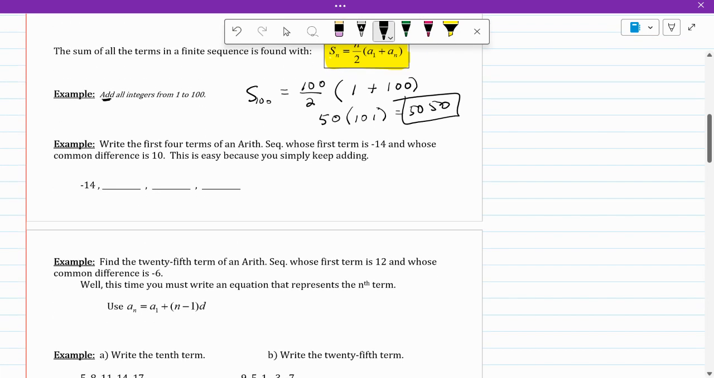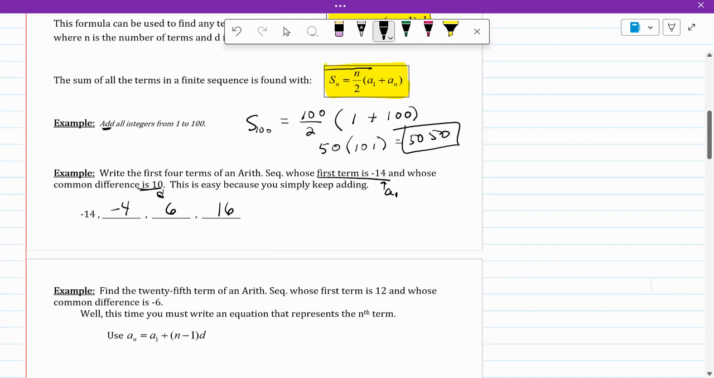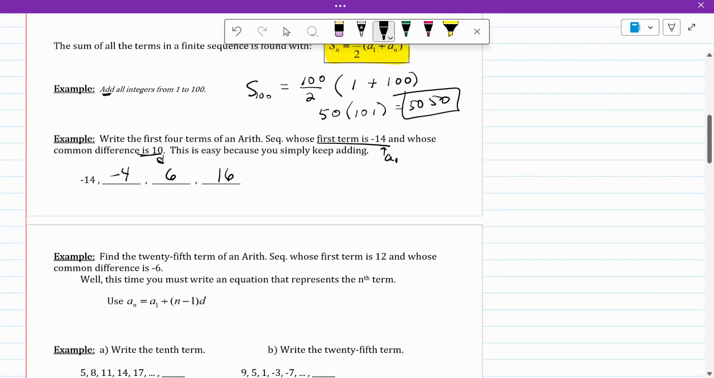Okay, write the first four terms of an arithmetic sequence whose first term is negative 14, so that's my a sub 1, and whose common difference is 10. So the difference is 10, that's my d in my formula. Okay, so this is an easy one because I give you the first term and I tell you what the difference is. So we can simply add 10 each time. So if we add 10, we get negative 4. Negative 4 plus 10 is 6, and 6 plus 10 is 16. Okay, so we don't really need that formula there, but we're going to use it in just a bit.